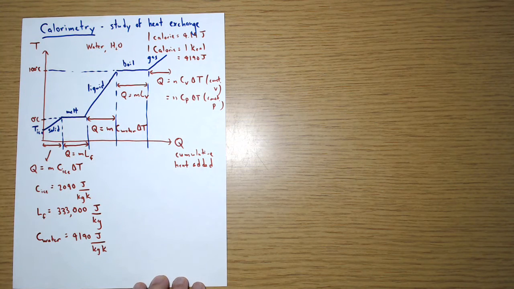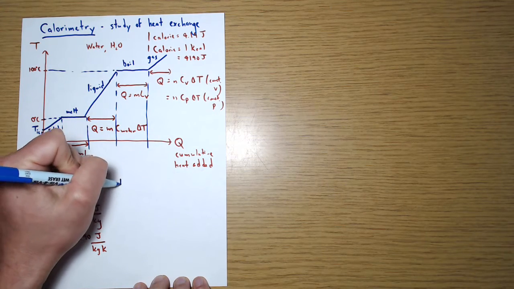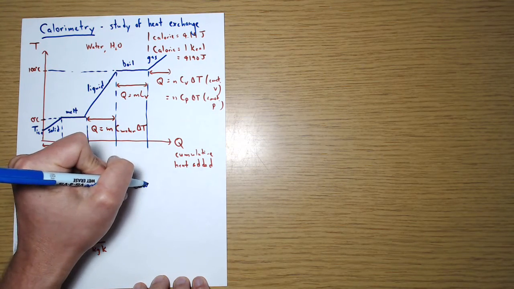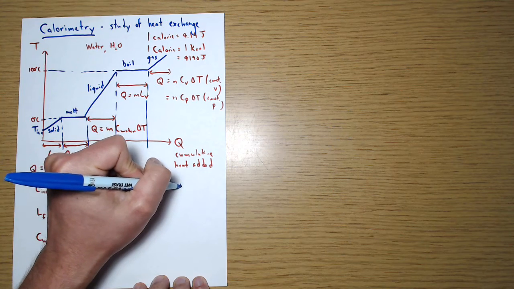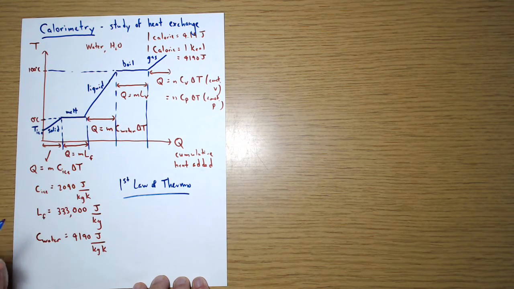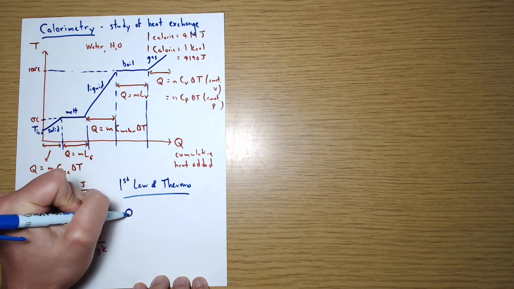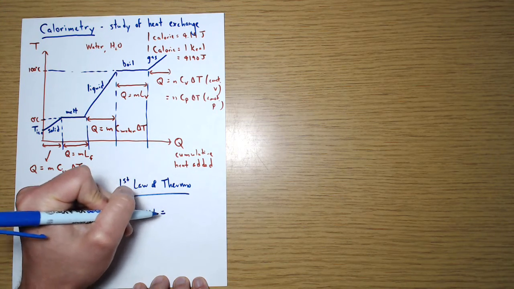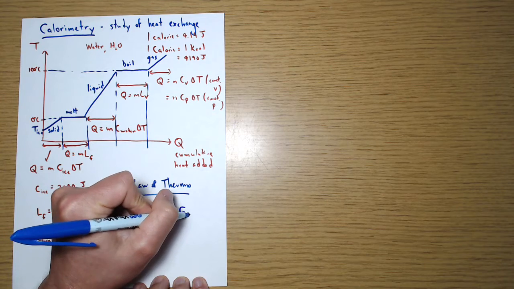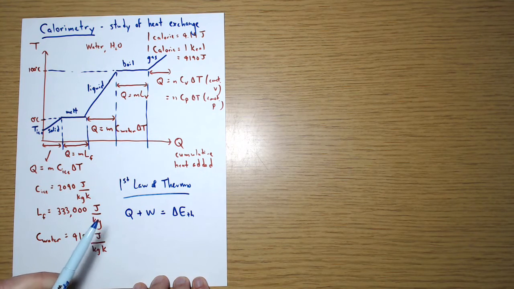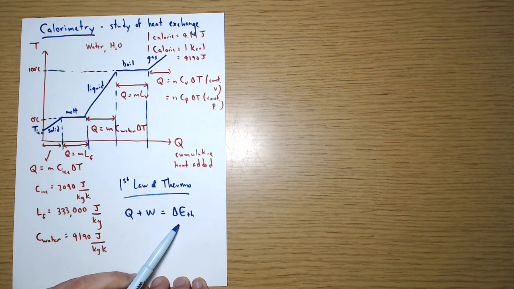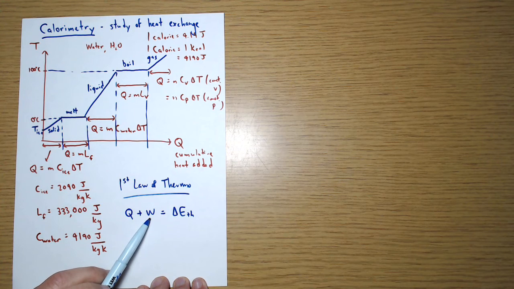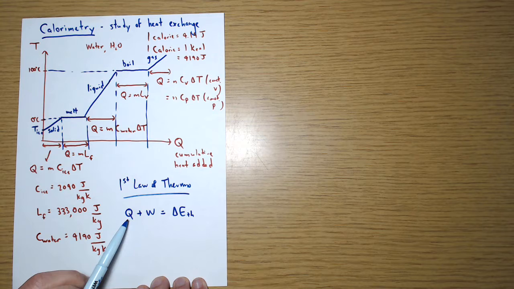All right, now I want to combine this with the first law of thermodynamics, which is really just a statement of energy conservation. And what this says is Q plus W equals delta E thermal. So if I want to change the thermal energy of a system, in this case my system is water, I either do work on the water or I add heat to it.